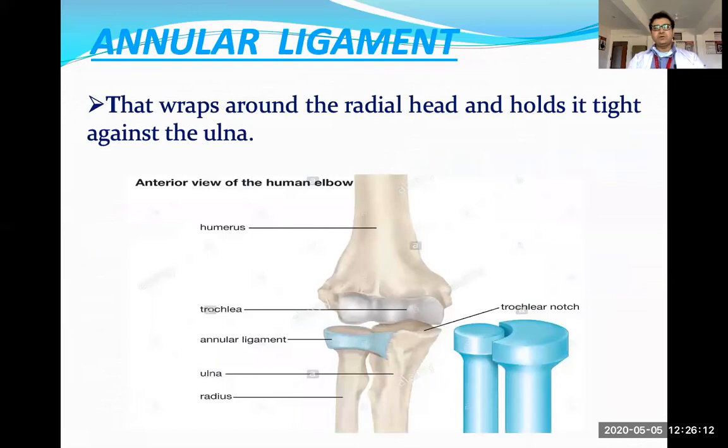Now come to the annular ligament. You can see over here in diagram, annular means a ring shape which covers the head of the radius, that wraps around the radial head and holds it tight against the ulna. You can see over here in diagram.